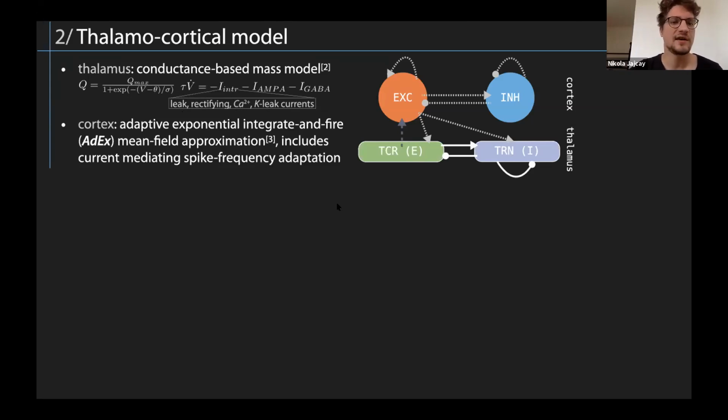For the cortex, we chose the adaptive exponential integrate and fire neurons, but their mean field approximation. So it's also a population model, and it includes the current mediating spike frequency adaptation.